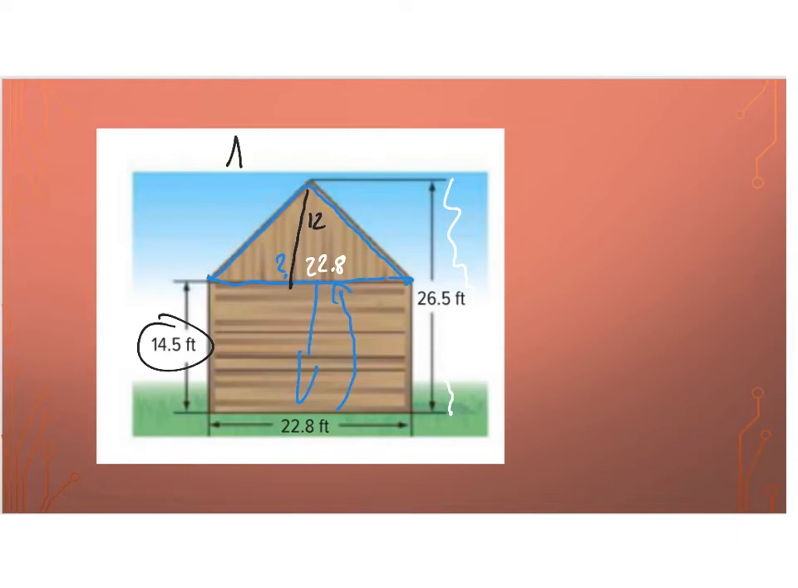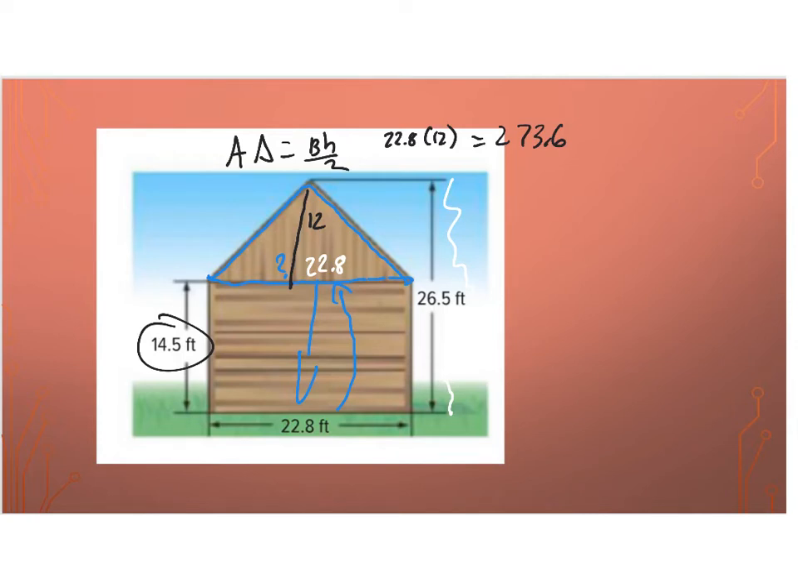So remember, area of a triangle is base times height divided by 2. So we would do 22.8 times 12, divided by 2, and you get 136.8. And then we would find the area of the rectangle next.